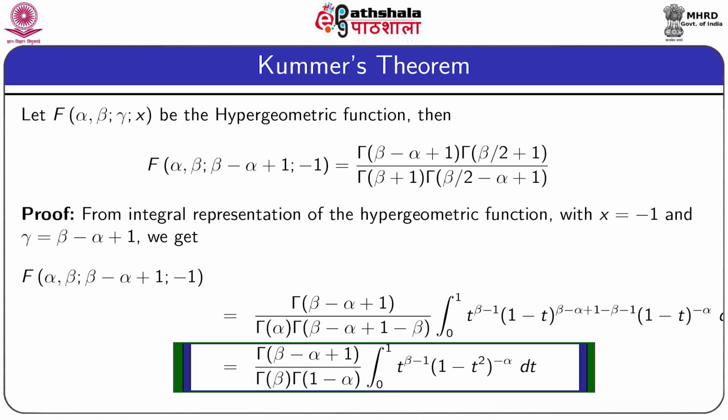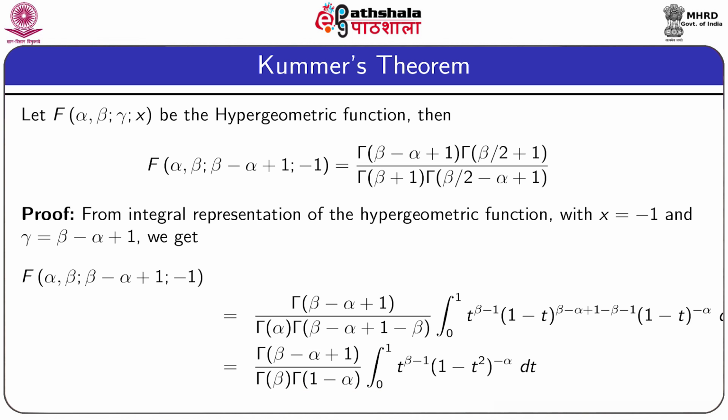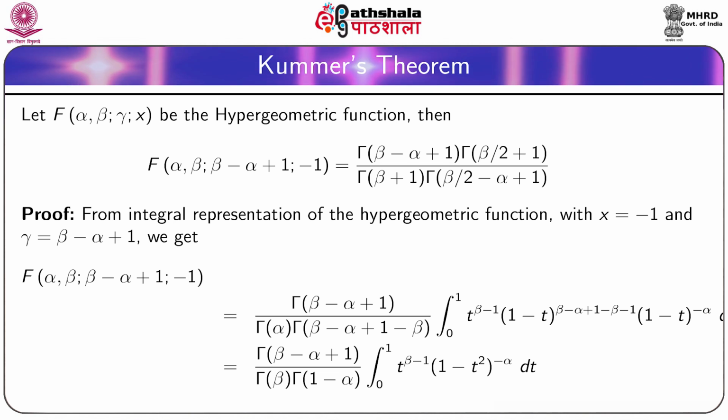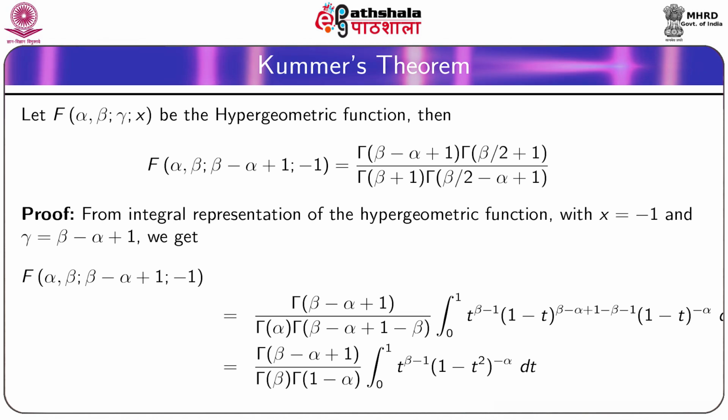gamma function beta minus alpha plus 1 divided by gamma function beta into gamma function 1 minus alpha, integration 0 to 1 t to the power beta minus 1, 1 minus t to the power minus alpha dt, which can be simplified as gamma function beta minus alpha plus 1 divided by gamma function beta, gamma function 1 minus alpha, integration 0 to 1 t to the power beta minus 1, 1 minus t whole to the power minus 2 alpha dt.